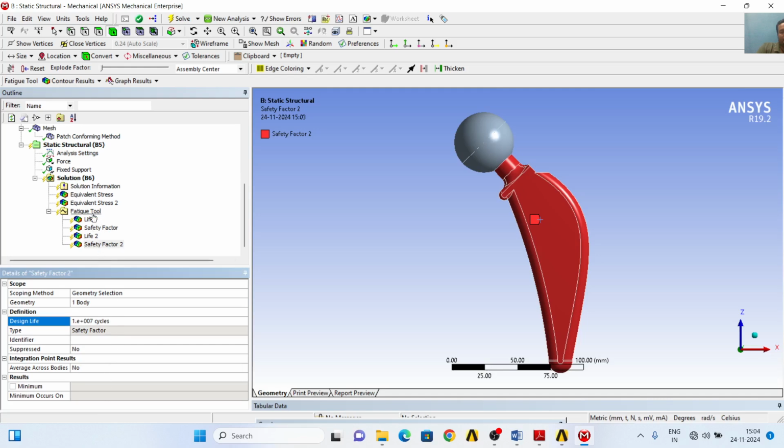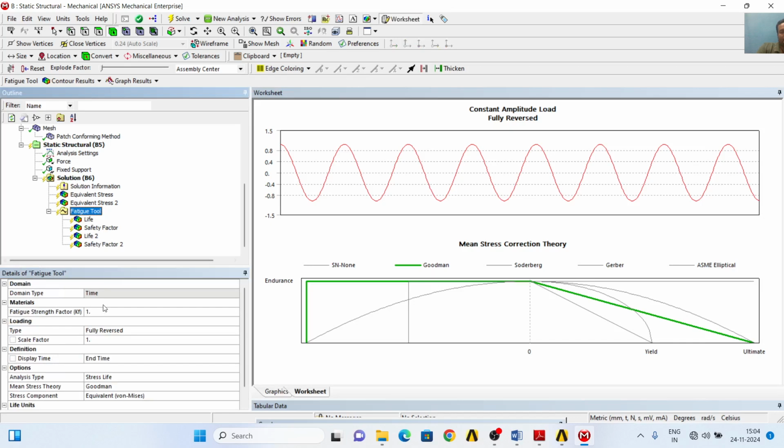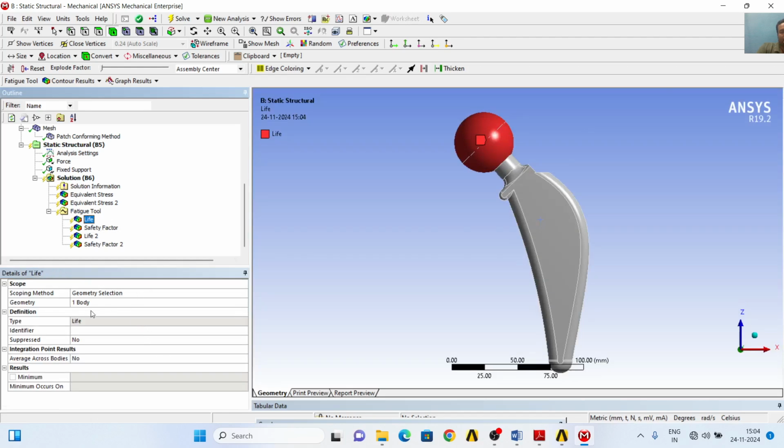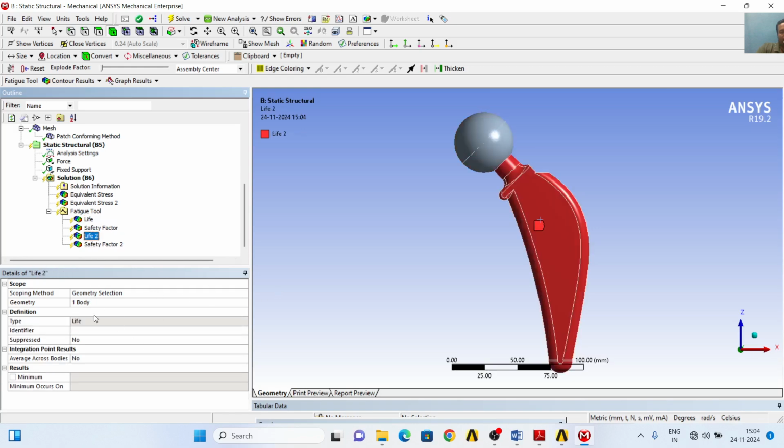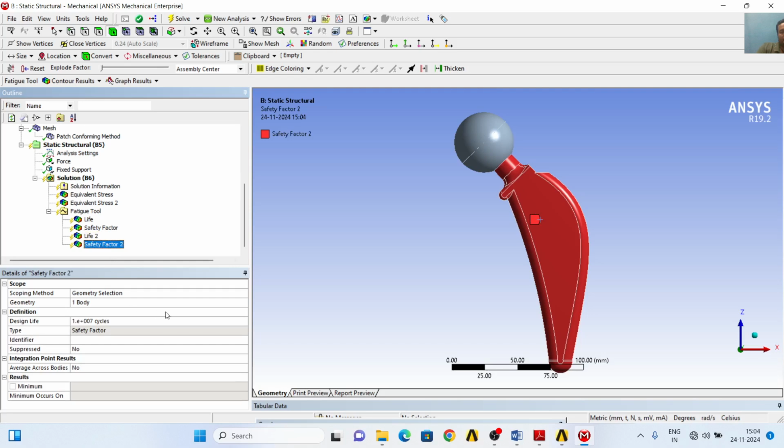Okay, so I will recheck this fatigue tool, stress life, Goodman equivalent moment. Okay, life for one body and safety factor for 1e+007 life cycles. Okay, life 2 for this body and safety factor for 1e+007 life cycles. Okay, and I will now solve the solution.